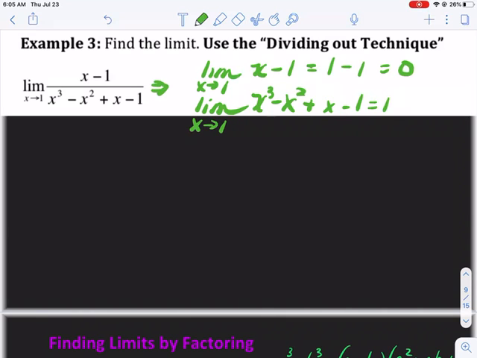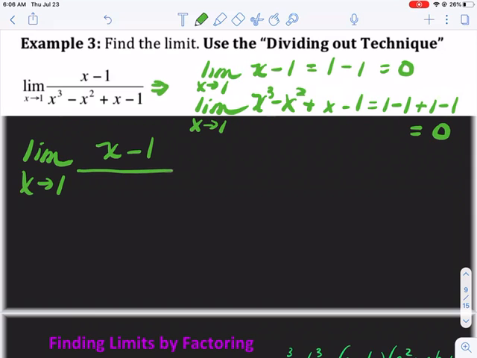1 cubed is 1, minus 1 squared is 1, and then plus 1 minus 1. So it turns out there we also get a value of 0. So the numerator and the denominator are both 0, which leads us to an indeterminate form. So that means that we're going to have to manipulate them. So we're going to factor the limit as x approaches 1, and we have x minus 1 in the top, but then we have this 4-term, so we're going to have to factor by grouping.